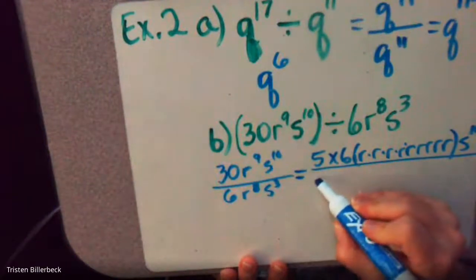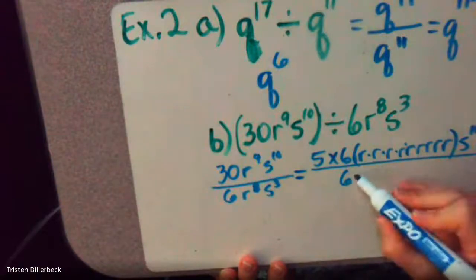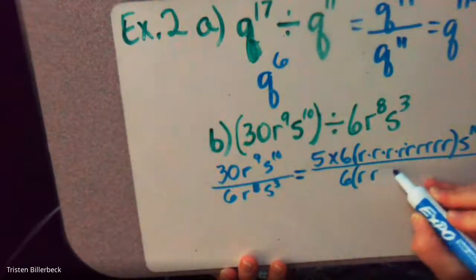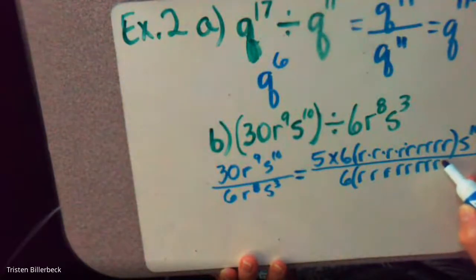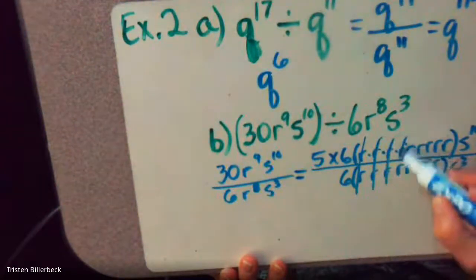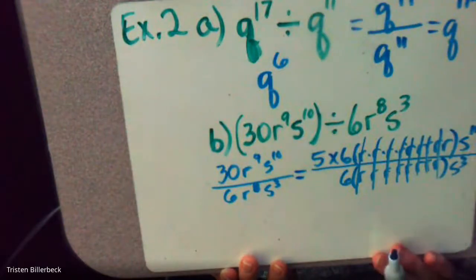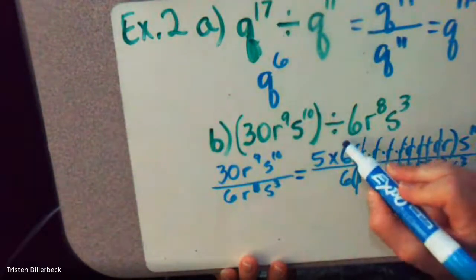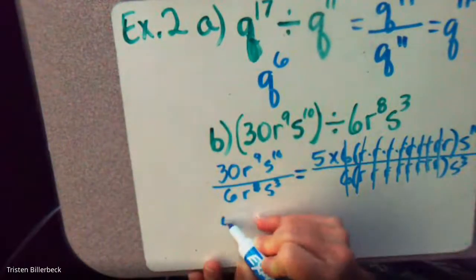Okay, so this is a case where it's good to know the rule. Okay, so we have 1, 2, 3, 4, 5, 6, 7, 8. And then we have s to the 3rd. Now we can see these r's just cancel away, and there's only one left. And we see the 6's cancel. So we have 5.